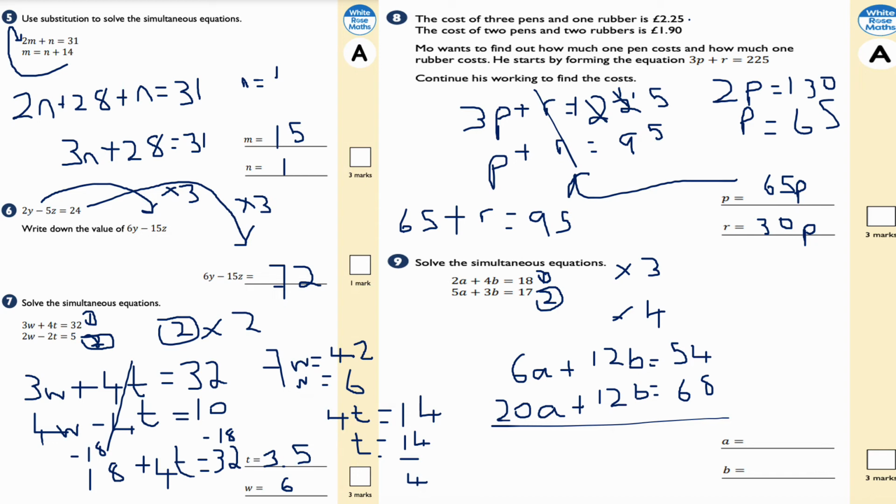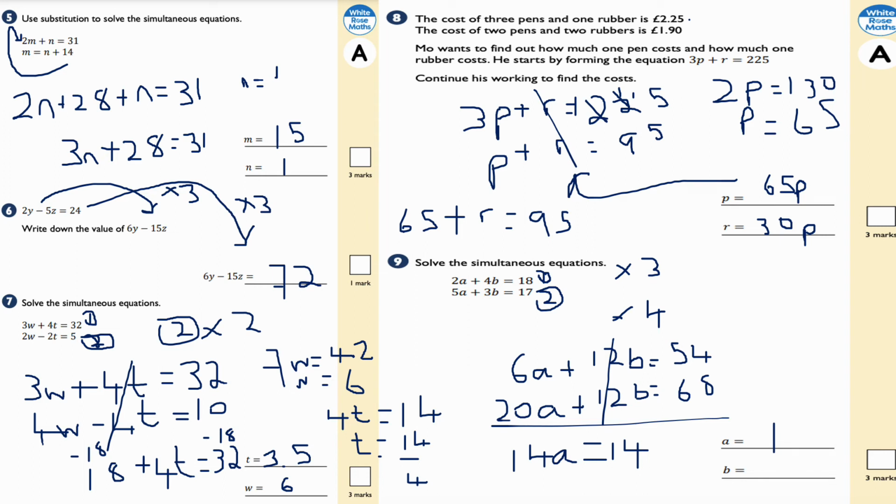So 20a minus 6a is 14a. 12b subtract 12b just cancels out, so that's going to go to 0. 68 take away 54 is going to be 14. So 14a is equal to 14. Dividing both sides by 14, a is equal to 1.